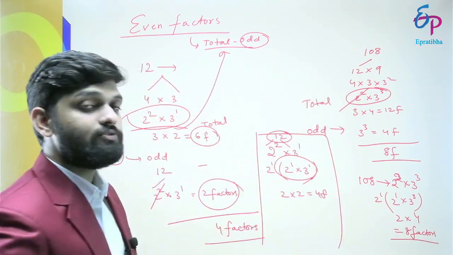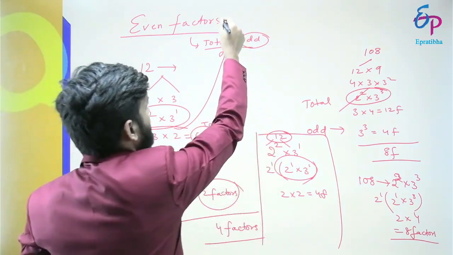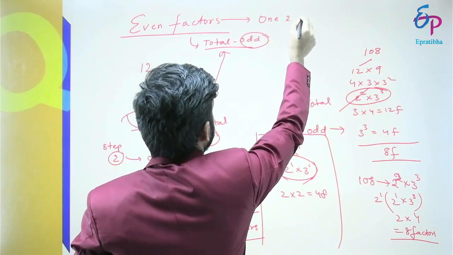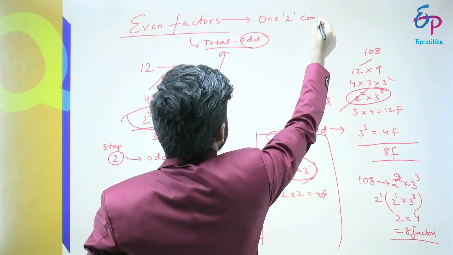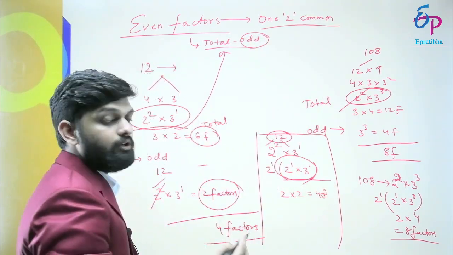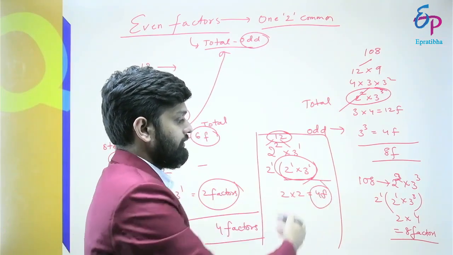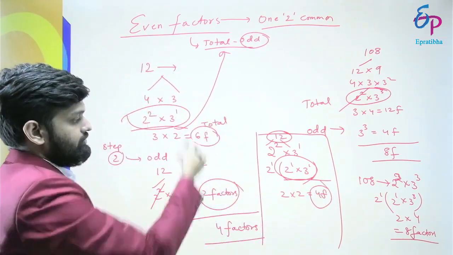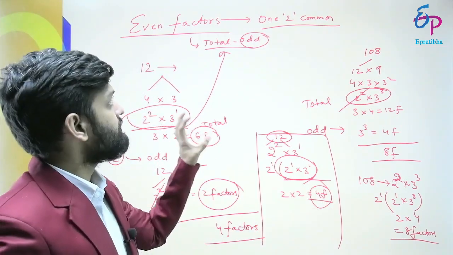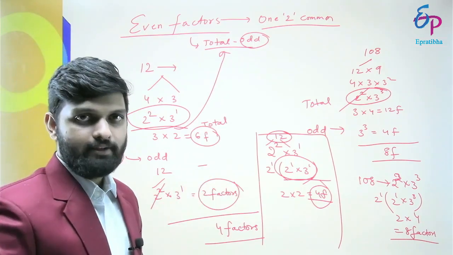So for odd factors, what you are doing, you are eliminating the even part, right? For even factors, you have to take 2 common. That means you have to take 2 power 1 common between these, you can take it out. If you take it out, then you will get the answer directly in one step. So rather than doing this total, you can just solve this question using one step. So that is about odd factors, even factors, and we have seen total number of factors as well.